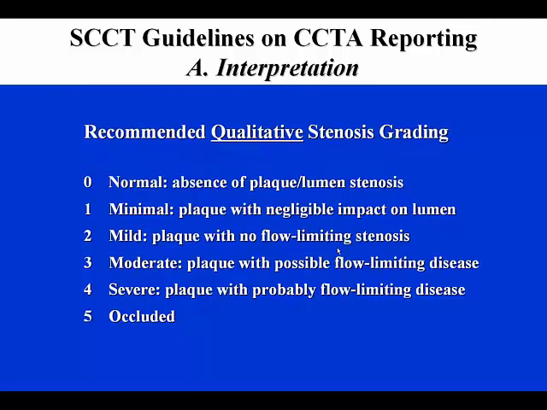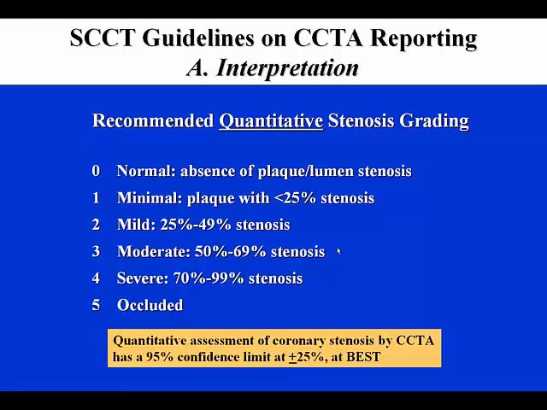There is a recommended qualitative stenosis system of grading suggested by the SCCT, which includes 5 grades. Normal, which means the absence of plaque or luminal stenoses. Minimal plaque with negligible impact on the lumen. Mild plaque, which is plaque with no clear flow-limiting stenoses. Moderate plaque with possible flow-limiting stenoses. Severe plaque, which is probably or likely flow-limiting. And finally, occluded.